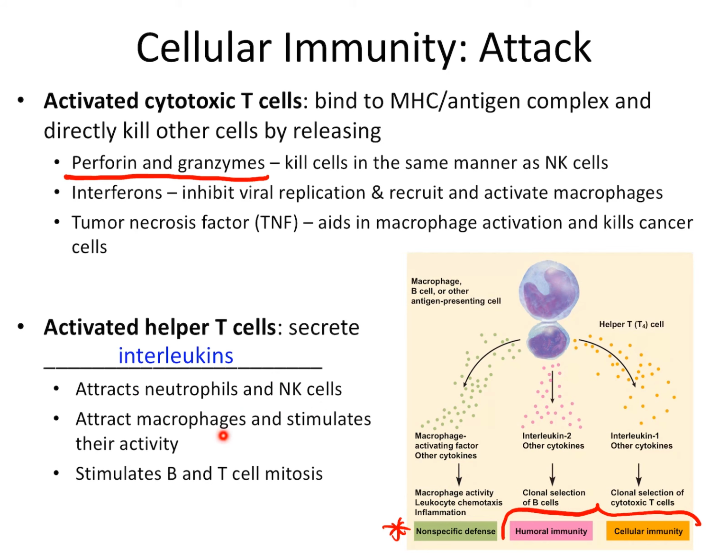They can attract macrophages and stimulate their activity. So here we have a way of attracting other cells to a particular site. And then we'll see that it also promotes clonal selection of both B and T cells. So it's going to help promote mitosis of these cells, so you can increase the number of B and T cells that are available to fight against a particular pathogen.